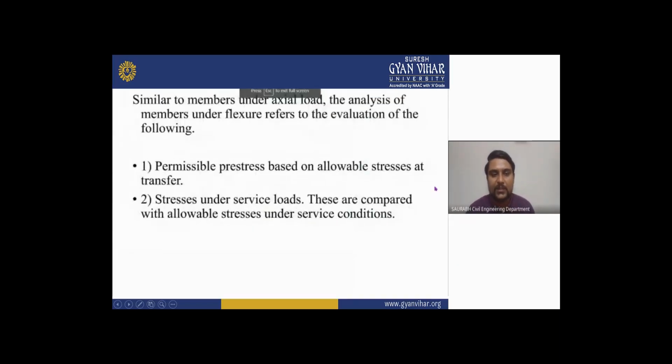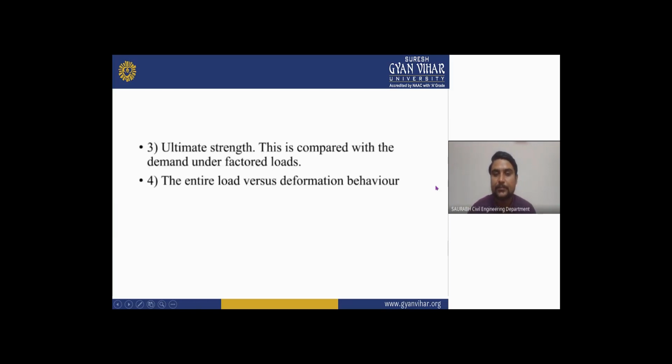Now we come to the flexure of pre-stressed concrete. First, we will see that it is similar to a member under axial load. Analysis of a member under flexure refers to the evaluation of the following. Some points are given here: permissible stress is based on allowable stress at transfer and stress under service load. These are compared with the allowable stress under the service condition.